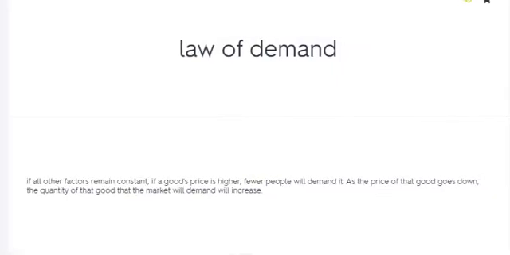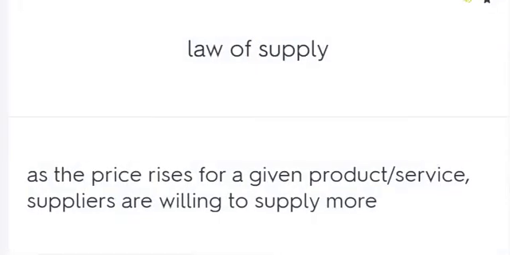Law of demand. If all other factors remain constant, if a good's price is higher, fewer people will demand it. As the price of that good goes down, the quantity of that good that the market will demand will increase. Law of supply. As the price rises for a given product or service, suppliers are willing to supply more.